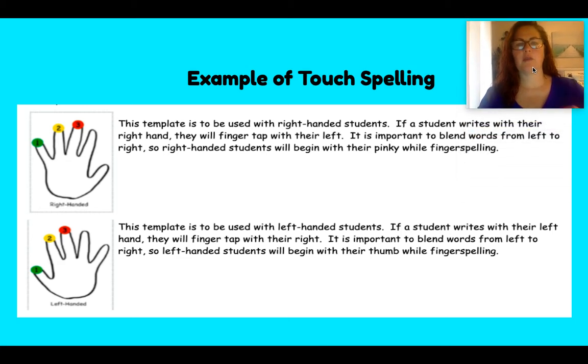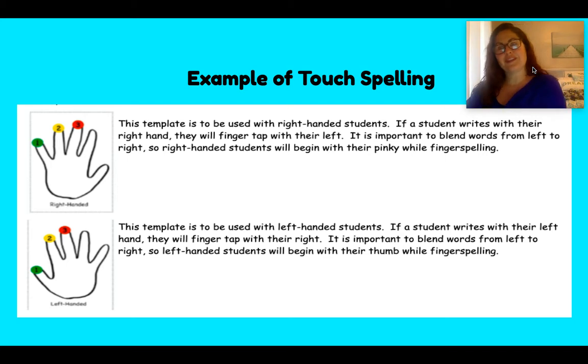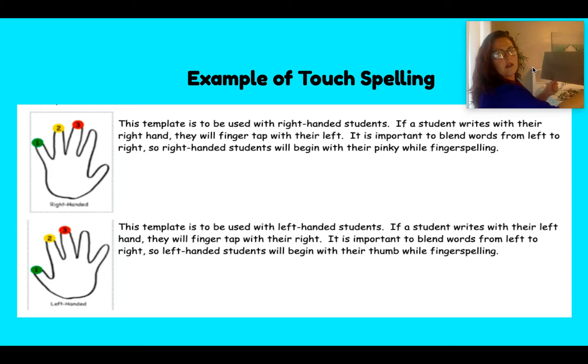Now that you're done with that portion, this is another example of touch spelling. If you've seen previous videos, you've seen this before, but I'm going to repeat anyway, just in case. So if you are a righty, this is what you would be writing with, but you would be touch spelling with this hand, and you would start with your pinky to follow the left to right of our language.